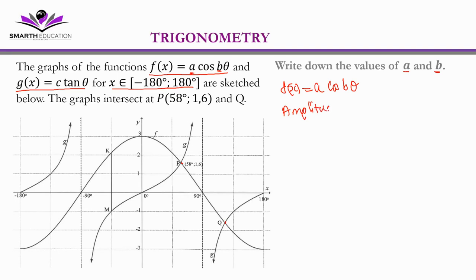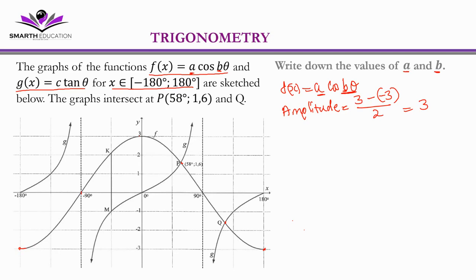Amplitude is equal to the maximum value, which is 3, minus the minimum value, which is minus 3, divided by 2. So which is 6 divided by 2, which is equal to 3. Okay, and so A is equal to 3 there.